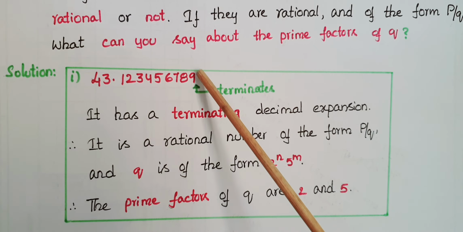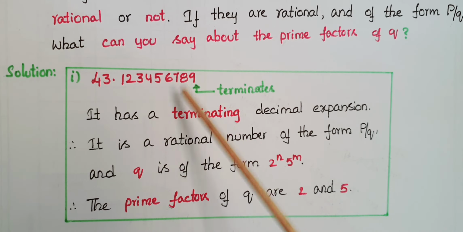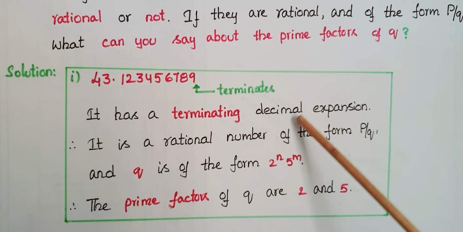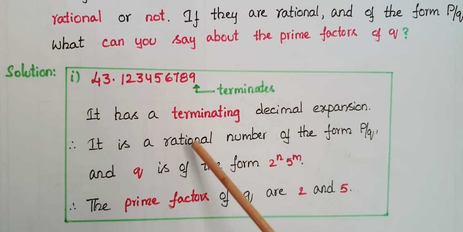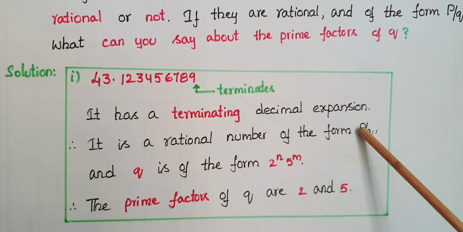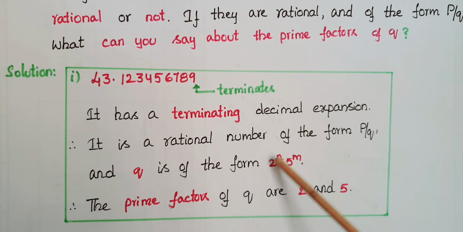43.123456789. If you see this number, it is terminating here. So it has a terminating decimal expansion. We know that if a number has a terminating decimal expansion, then it is a rational number of the form p by q, and q is of the form 2 to the power of n into 5 to the power of m. So here for this number, the prime factors of q, that is the denominator, are 2 and 5.